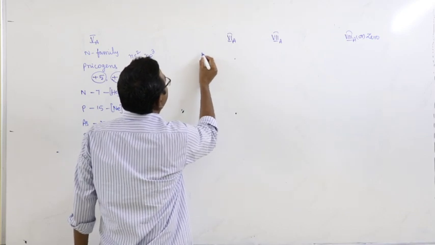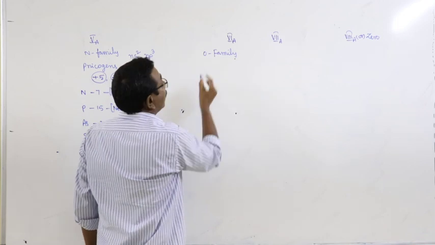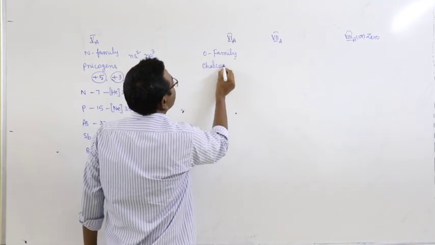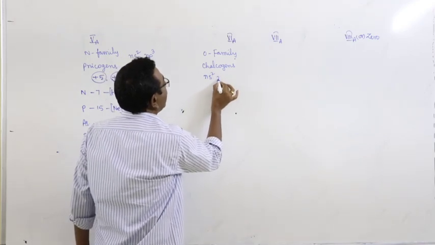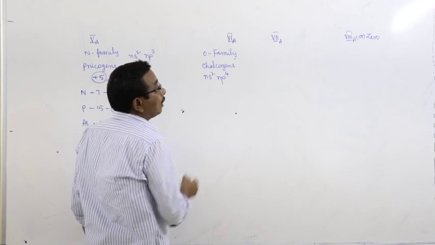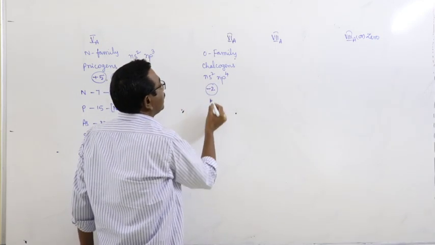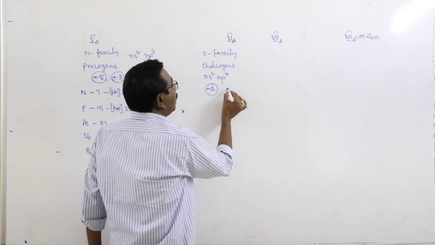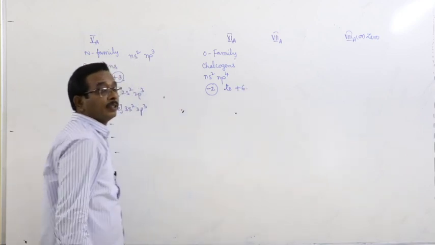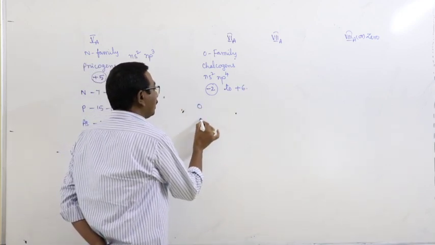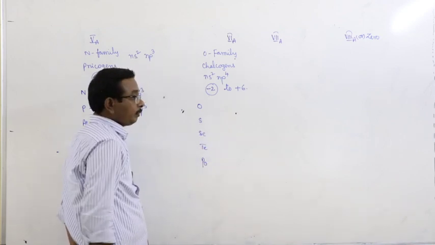What about the 6th group? That is also known as the oxygen family. They are also commonly known as chalcogens. And the general electronic configuration is ns2, np4. And the general oxidation state shown by the 6th group elements is -2 to +6. And the elements are oxygen, sulfur, selenium, tellurium and polonium.